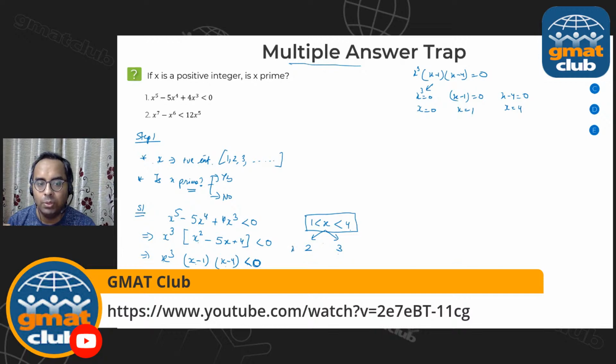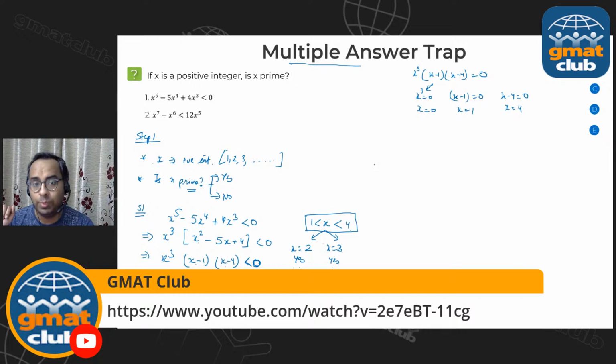Now, if x is equal to 2, what is your answer? Is x a prime number? Your answer would be yes. If x is equal to 3, is it a prime number? Your answer would be yes. And since you're getting a yes in both these cases, a unique answer, because you need a unique yes or a unique no every time, you would say this statement is sufficient.